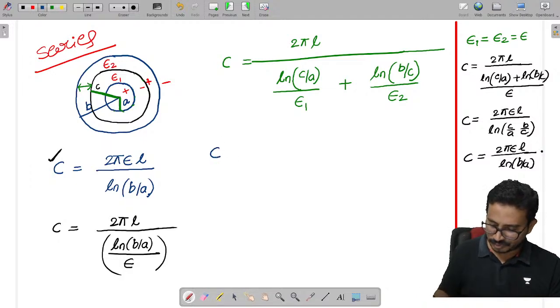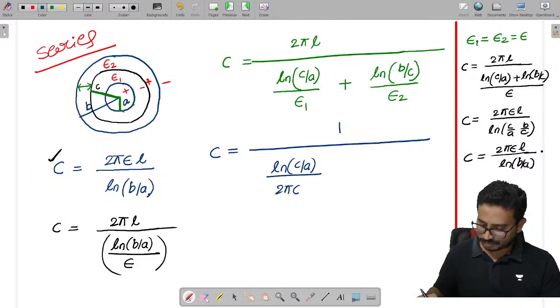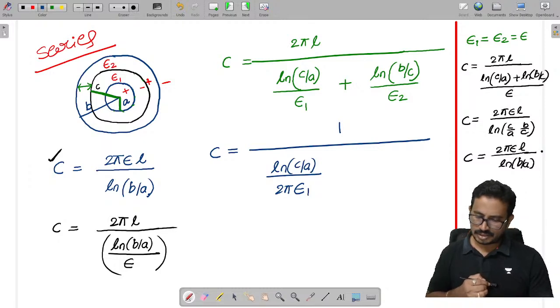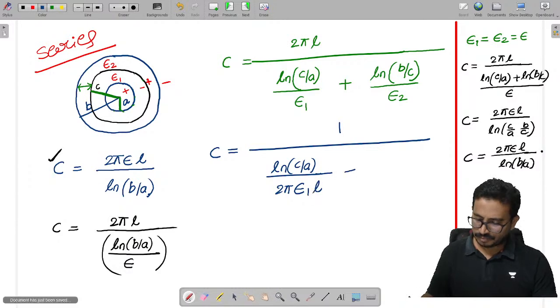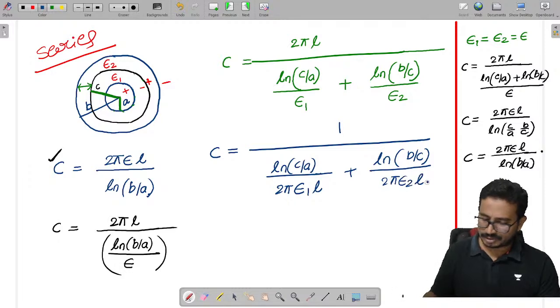This is C, which is given as a whole thing. We can write this as 1 by C equals ln of C by A by 2 pi epsilon 1 into L, plus ln of B by C by 2 pi epsilon 2 into L. Check it.